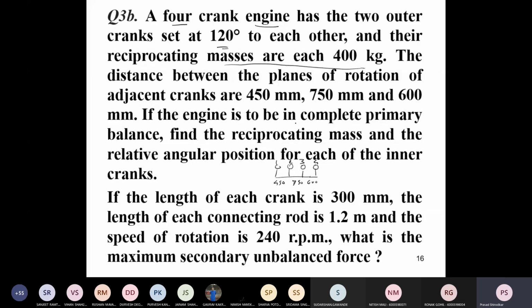If the engine is to be in complete primary balance, find the reciprocating mass and relative angular position for each of the inner cranks. So you have to find the mass of each of the inner cranks and angular position so that the system is completely balanced. If the length of each crank is 300 mm, length of each connecting rod is 1.2 m and the speed of rotation is 240 rpm, what is the maximum secondary unbalanced force? That is what they have asked. I will just summarize the data.